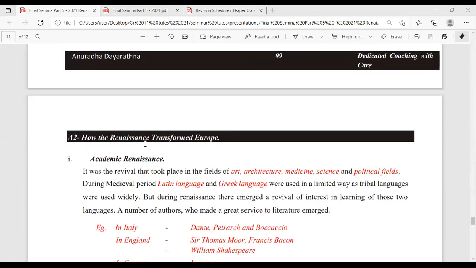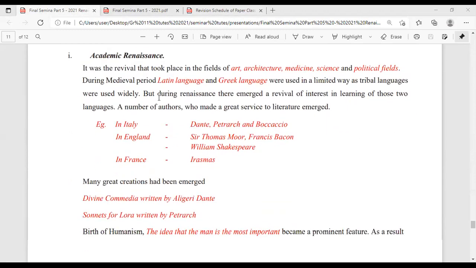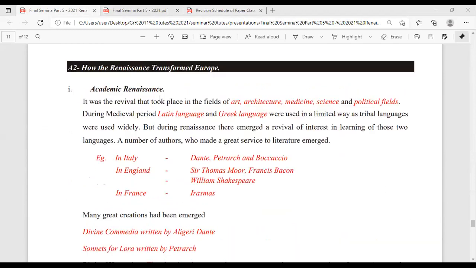The question: how the Renaissance transformed Europe. So under two headings, academic Renaissance is the first heading. What is academic Renaissance? It was the revival that took place in the fields of art, architecture, medicine, science, and political fields. This is the second possible question that can be given: explain the results of Renaissance under two headings or three headings.